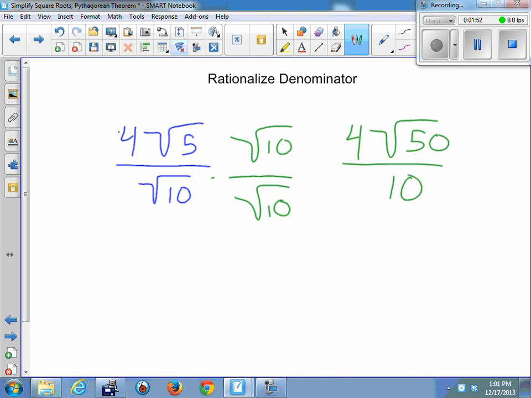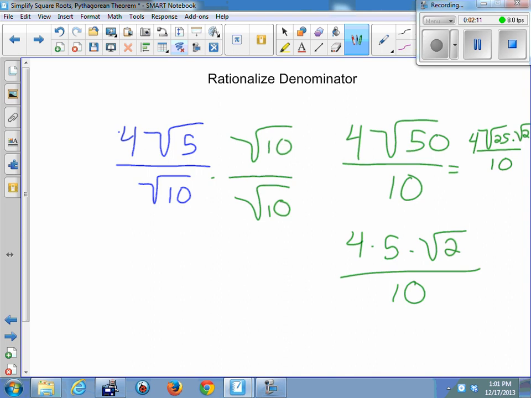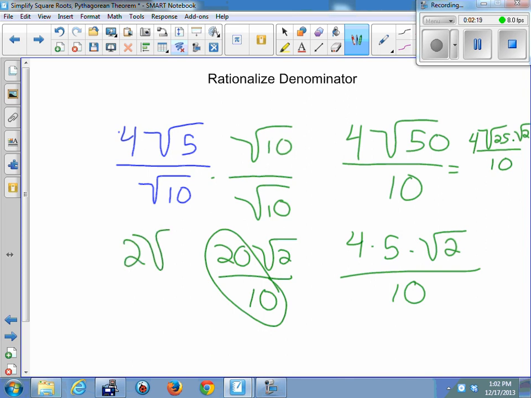Alright, so now we're going to simplify that square root of 50. This gets turned into 4 square root of 25 times square root of 2, all over 10. And square root of 25 is 5, so 4 times 5 times square root of 2 over 10. We get 20 square roots of 2 over 10. And then 20 divided by 10 is 2 square roots of 2. So this is my final answer.